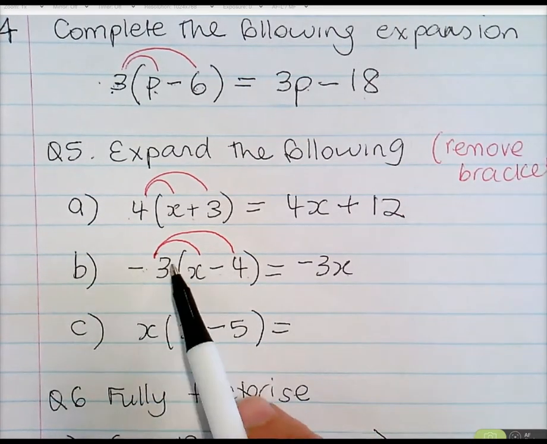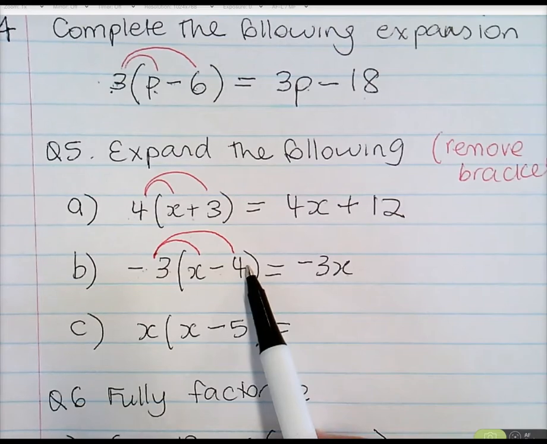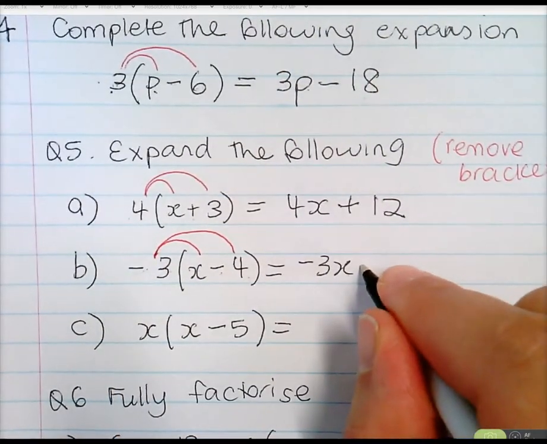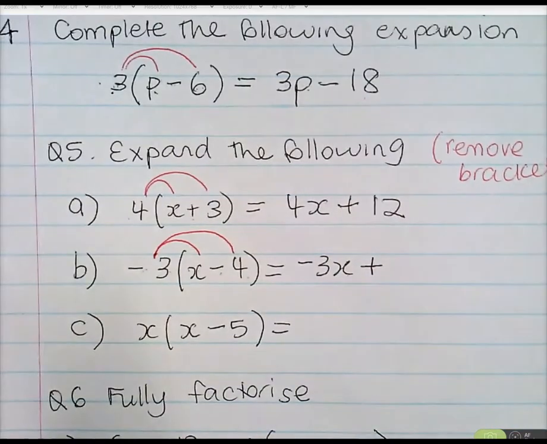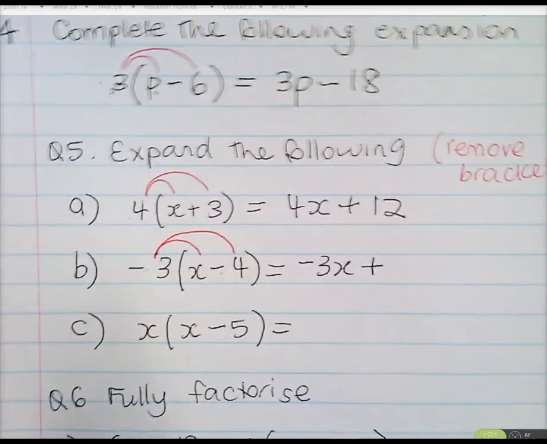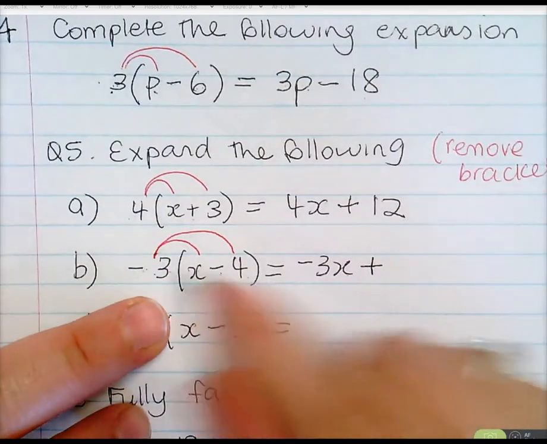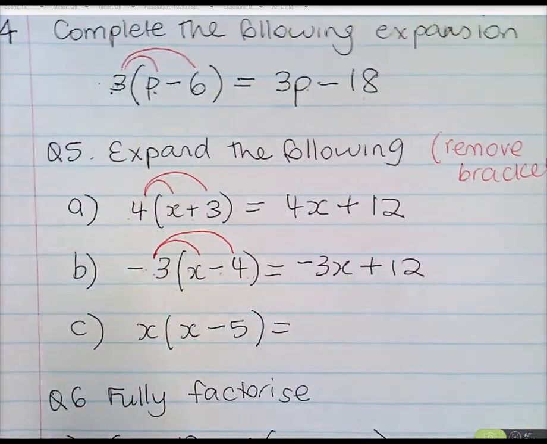But the next one is negative 3 times minus 4. Now, with that second one, a minus times a minus is a plus. So negative 3 times negative 4 is positive what? Positive, yeah, 3 times 4 is 12.